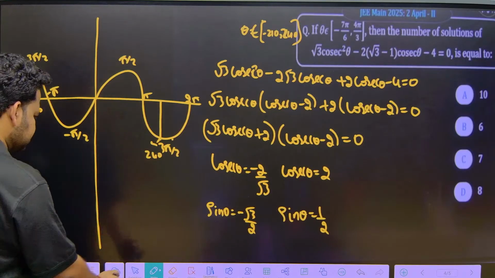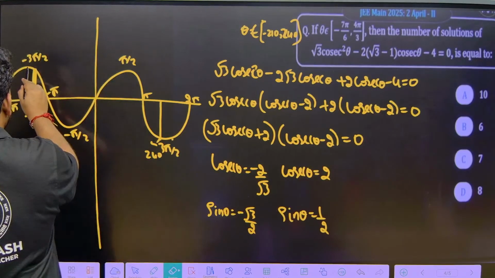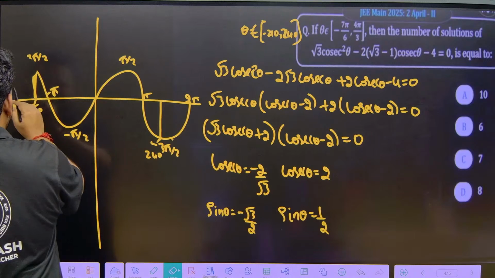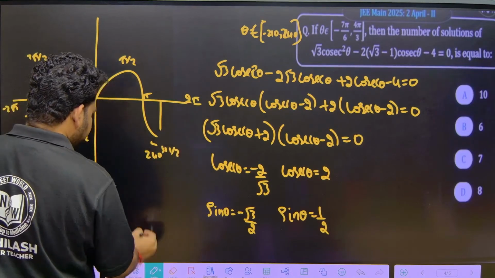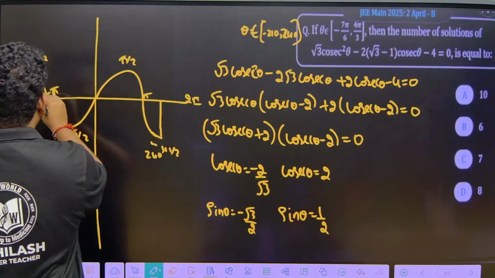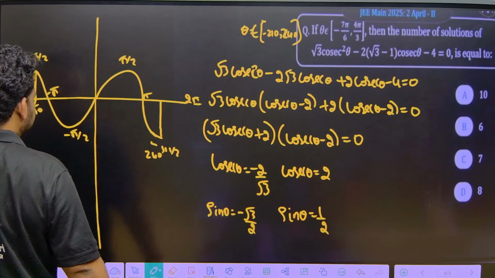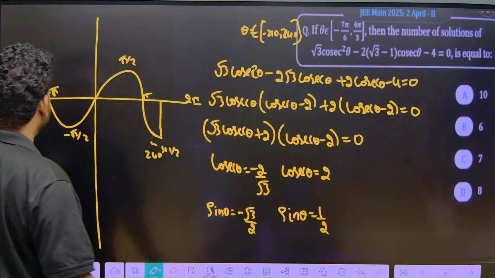Let us erase this one actually. This is not required for us. This also is not required for us. Okay. We want only up till here. Only up till here. 2 pi is not required for us.